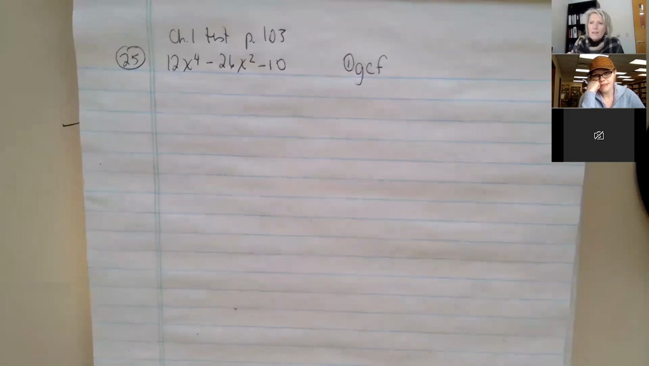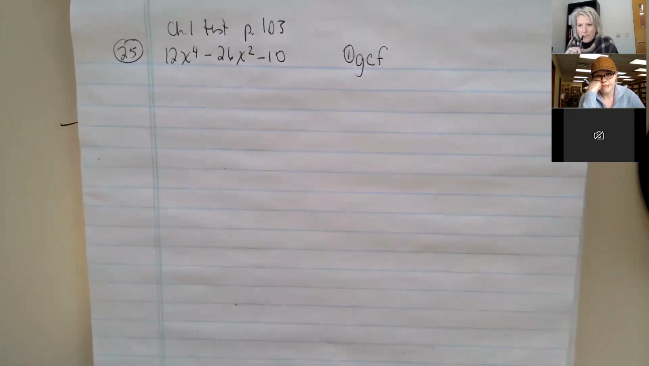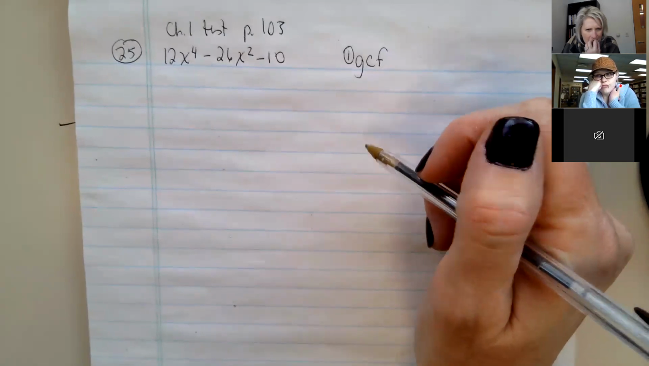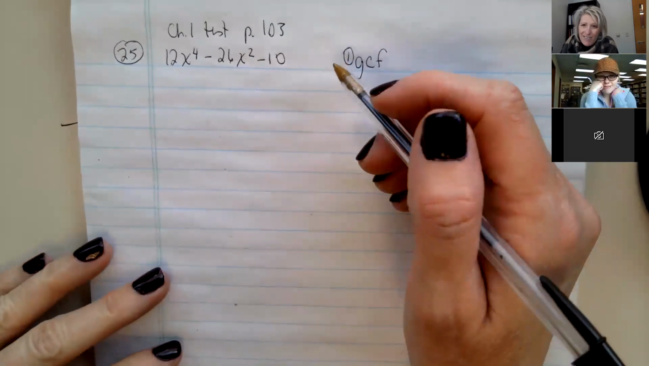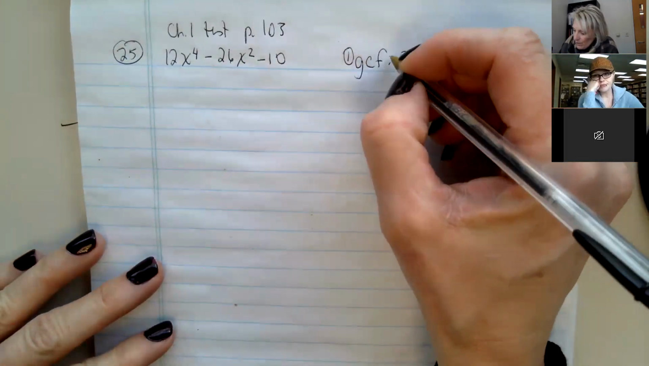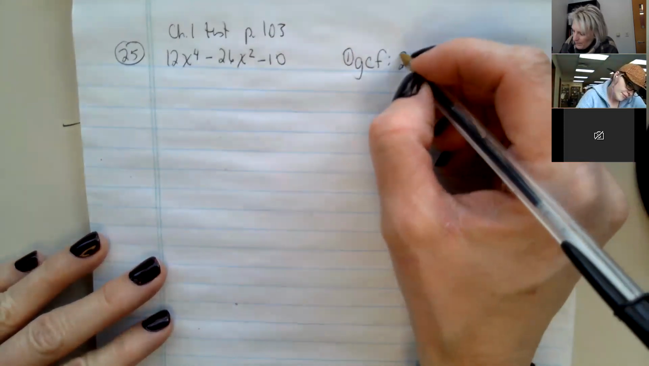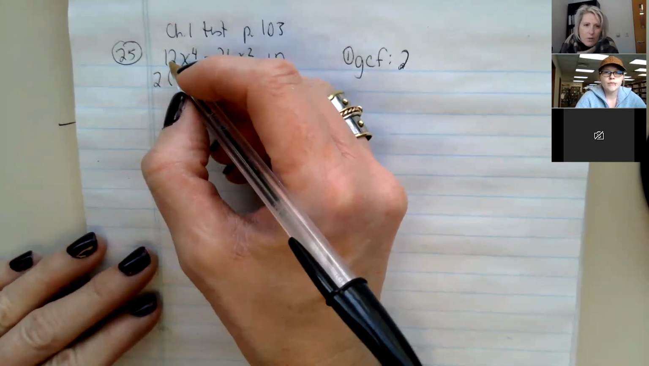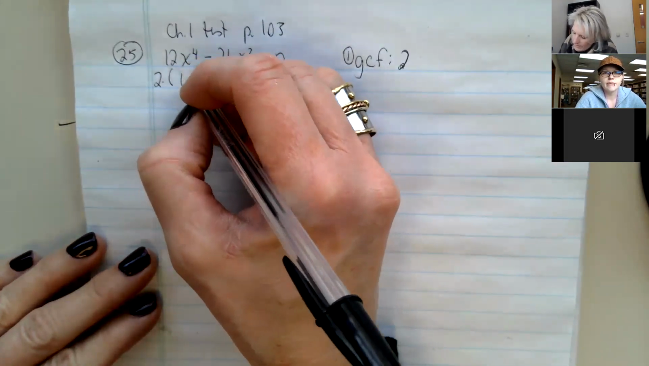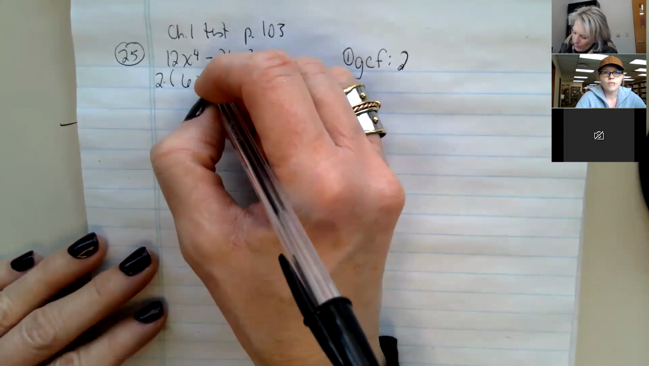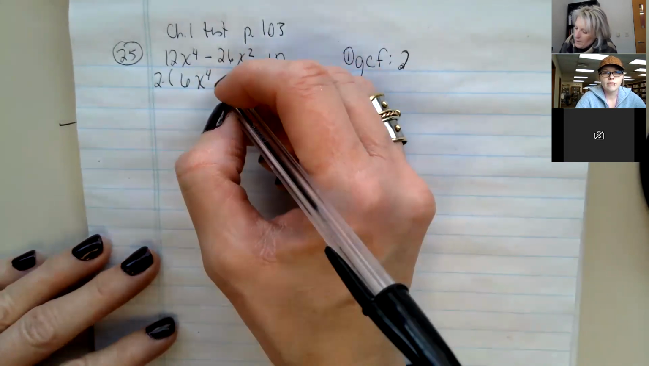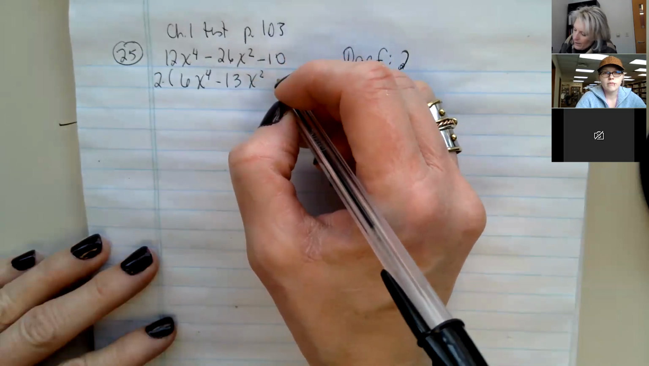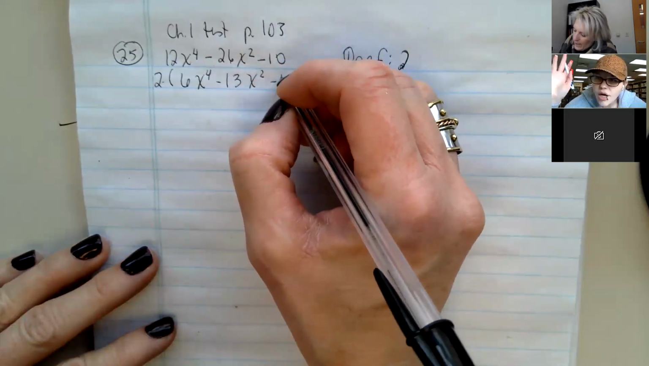Anybody come up with a greatest common factor? All I could think of was 2. Yeah, 2. There's no X's in common, right? Okay, so 2 is going to come out front. So 12 divided by 2 is 6. And then we have X to the 4th minus 13 X squared minus 5.